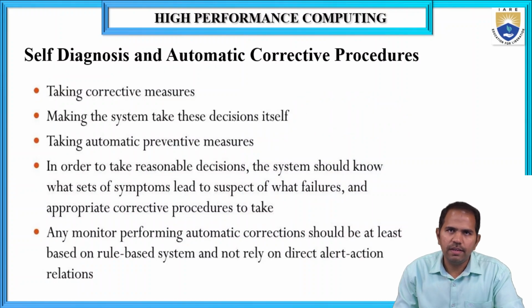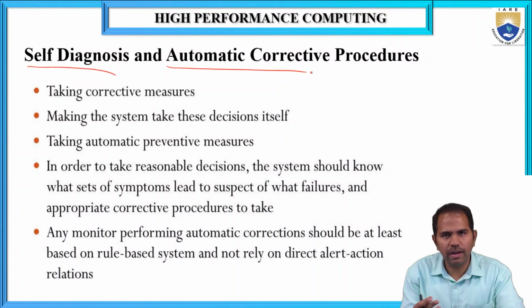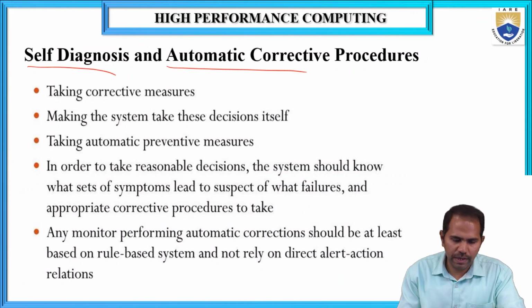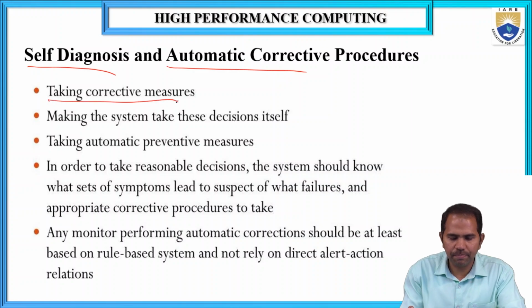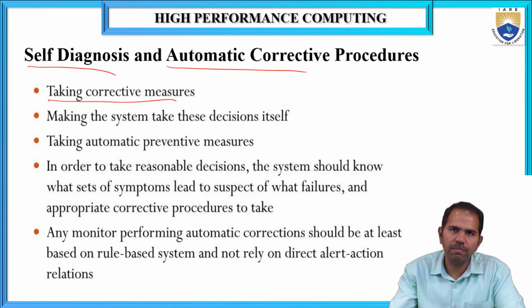Now see here, the thing is self-diagnosis and automatic corrective procedures. Self-diagnosis: the system has to check itself and diagnose what problems it will get in the future. Whenever a problem arises over a long time, it has to be rectified and solved. So we take corrective measures for problems that may arise in the future.